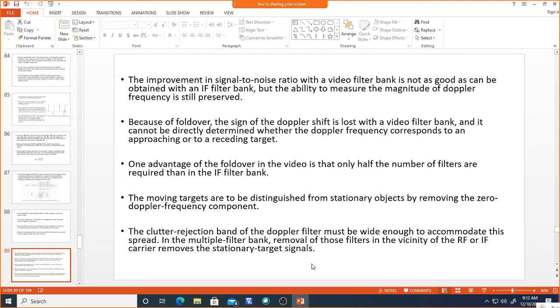Because of the multiple filter banks, removal of those filters in the vicinity of the RF or IF carrier removes the stationary target signal. Because of these multiple filter banks, either in the RF or IF, after the conversion from RF to IF, or even before the IF itself, we can remove the noise. Stationary targets create noise, so by identifying the zero frequency component of these stationary targets, we can remove it before IF or after IF.